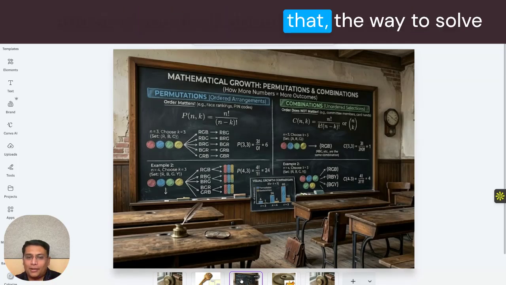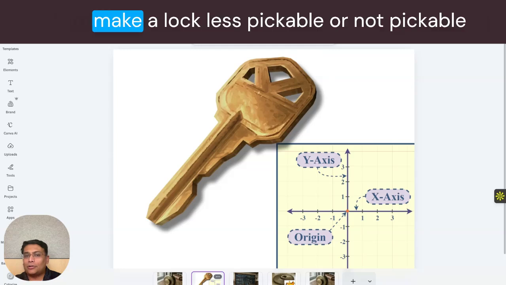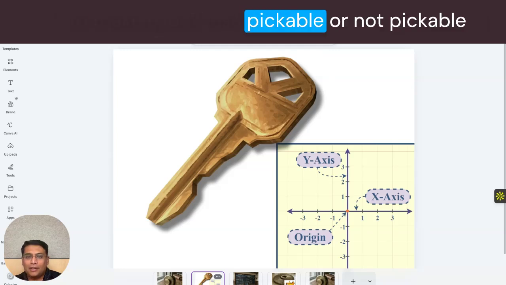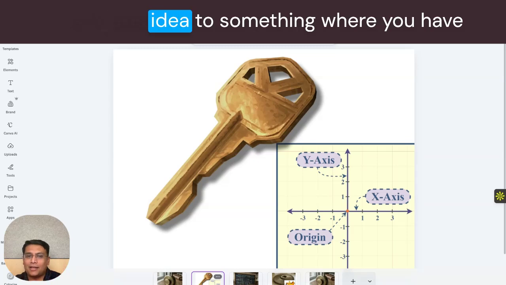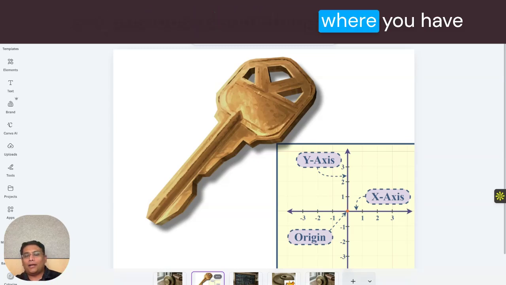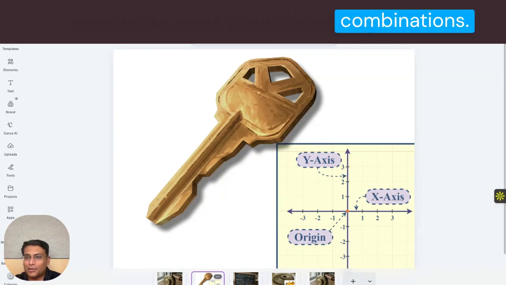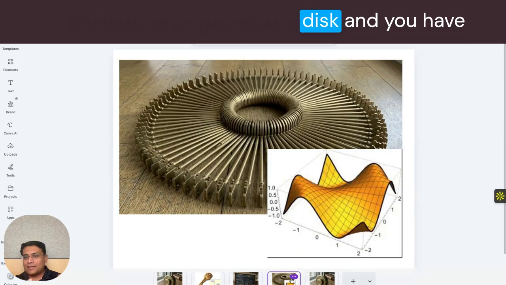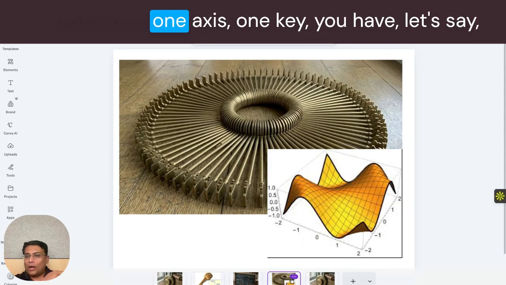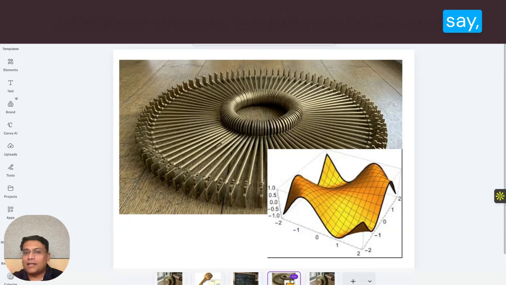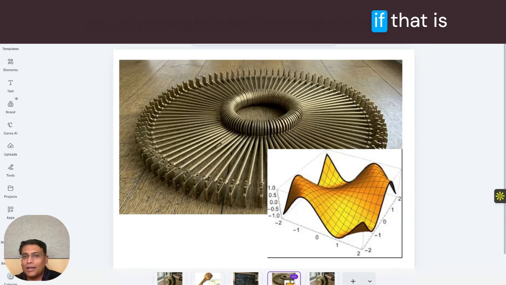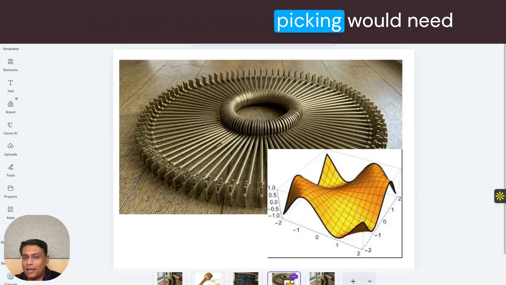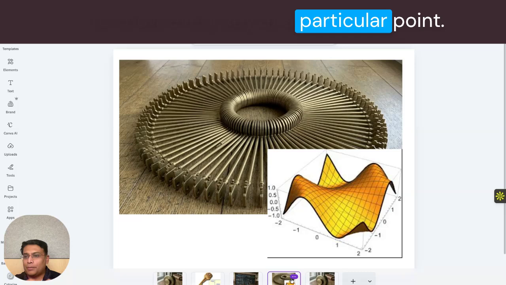And so if you think about that, the way to make a lock less pickable or not pickable by most humans would be to go from this XY axis idea to something where you have more permutations and combinations. So think of a disk, and instead of one key, you have, let's say, 360 keys or 1,000 keys, and every key potentially could have its own shape and form. And so if that was true, then the person picking would need to know every key at a particular point.